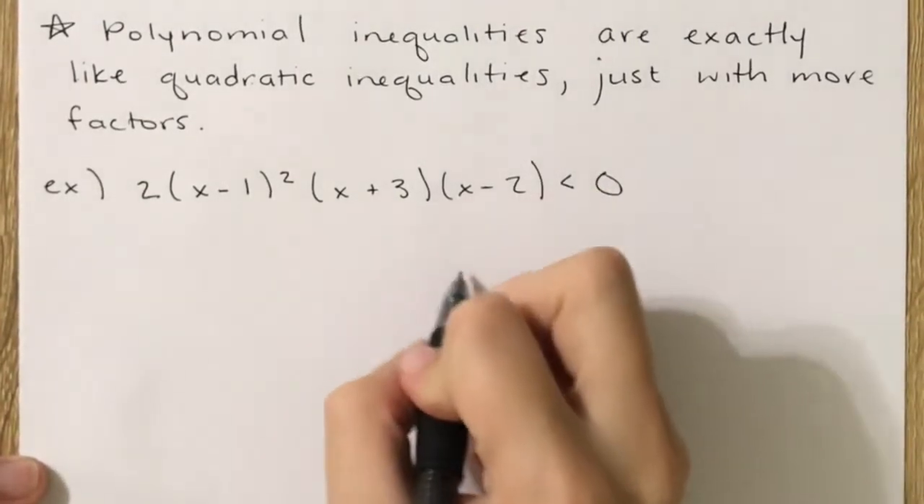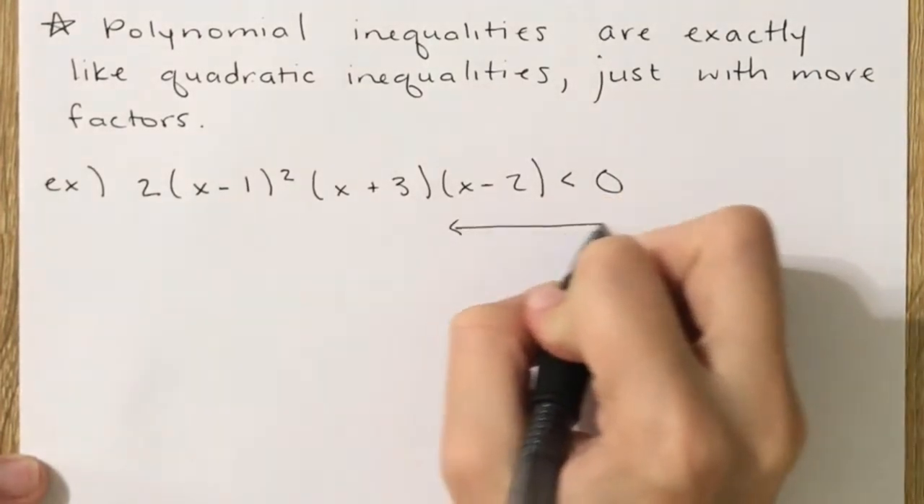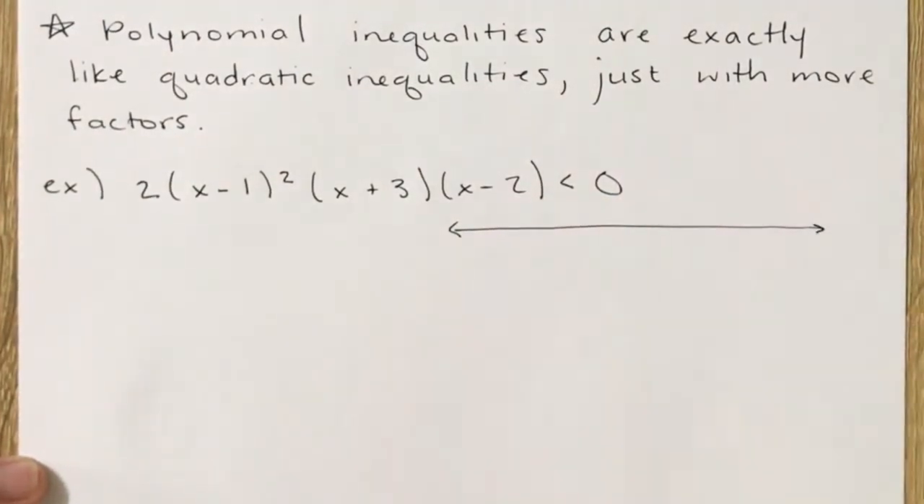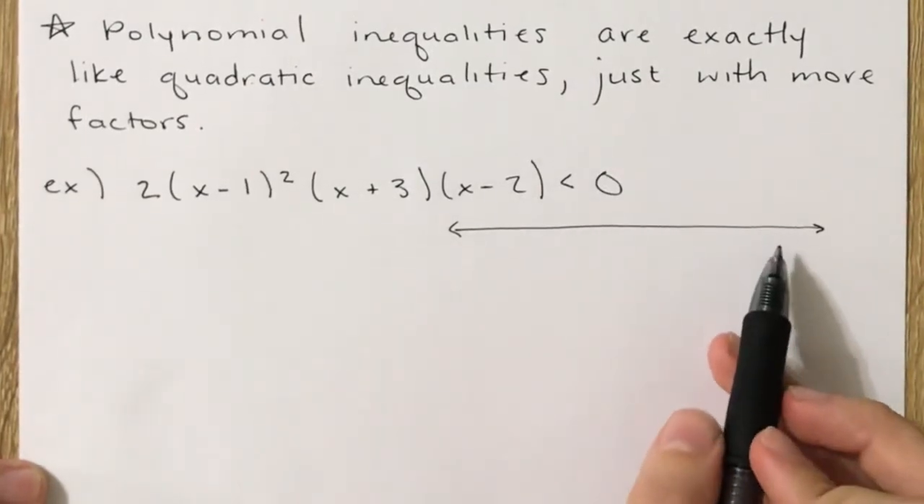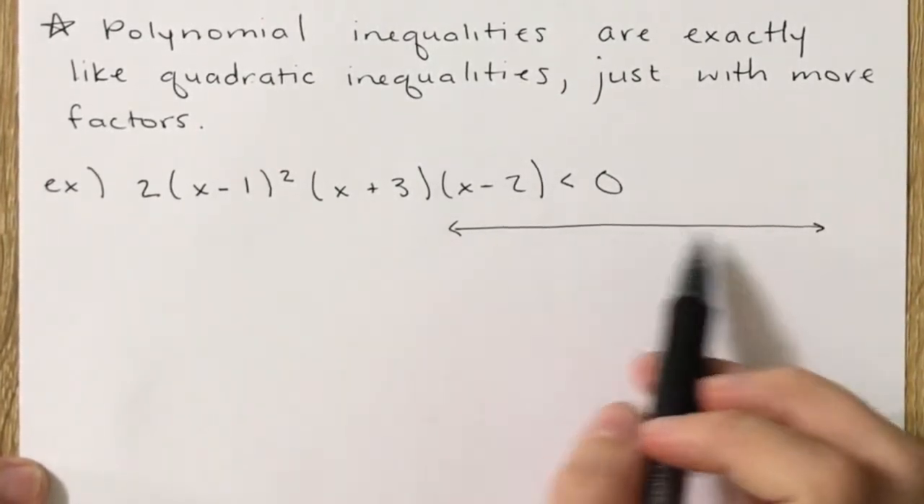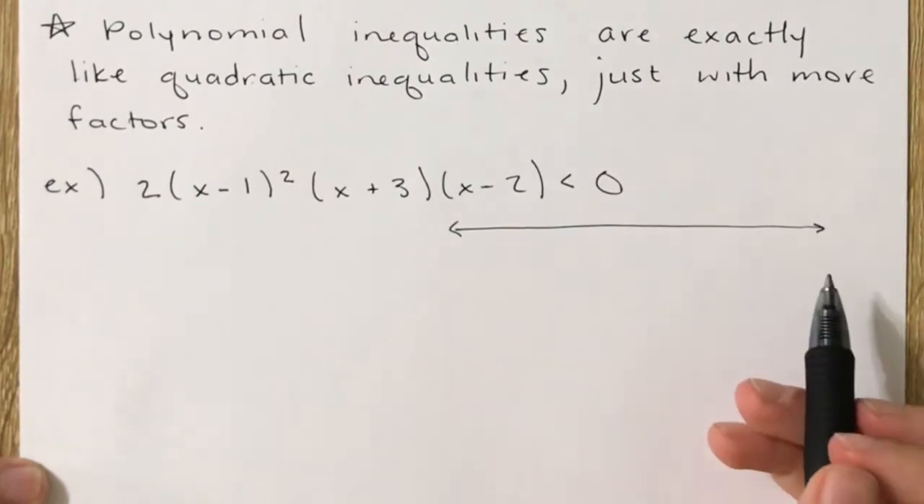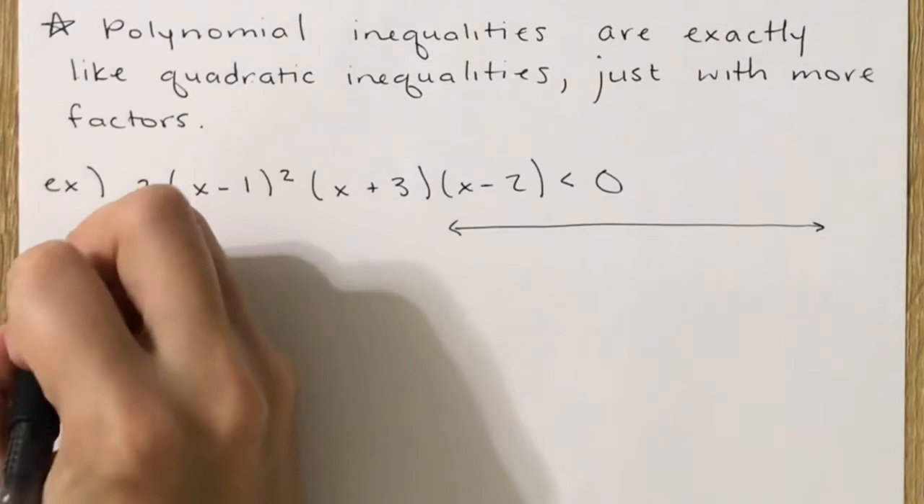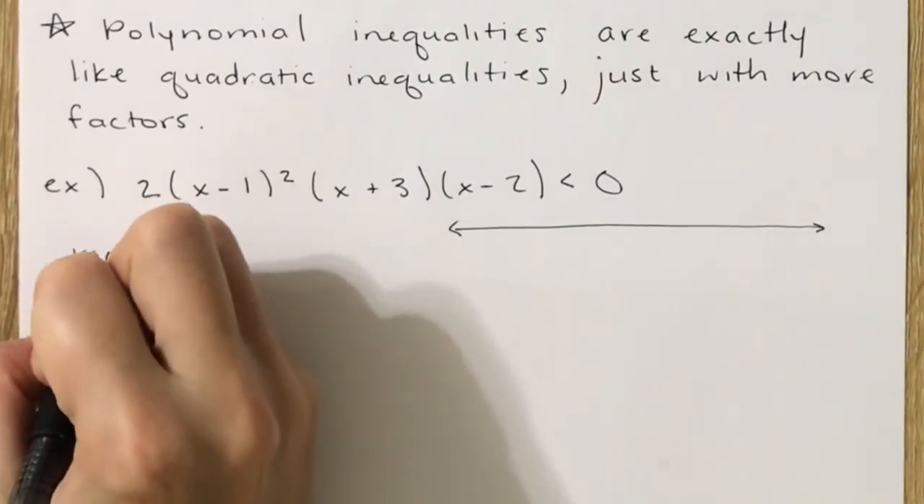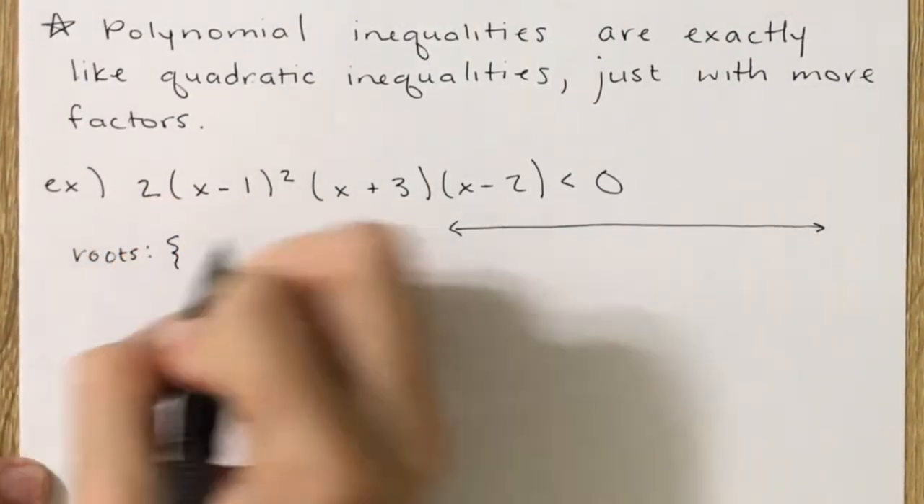I'm going to go ahead and do that really quickly. And what were the things that went on the number line? Well, it was our roots, right? Because we were trying to figure out where we're passing through 0, right? Where the value of the function is 0. Those are our roots. So let's collect all of our roots really quickly.